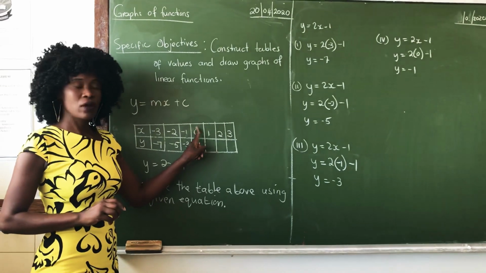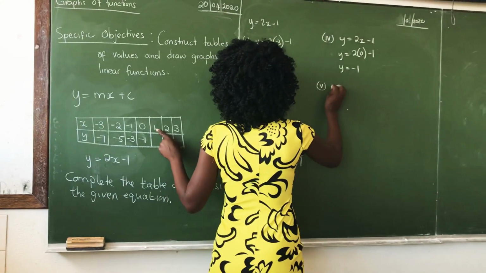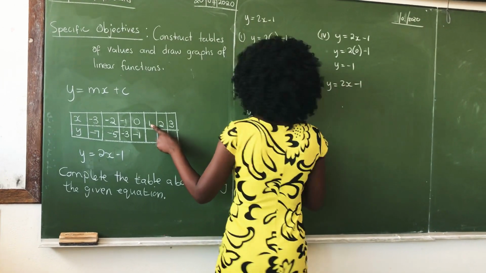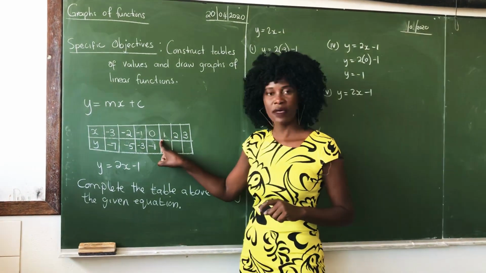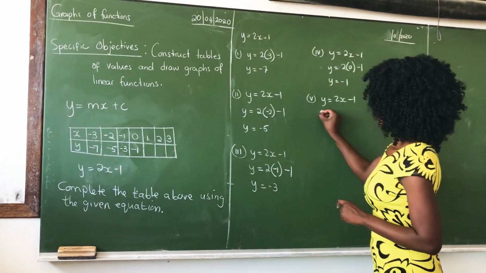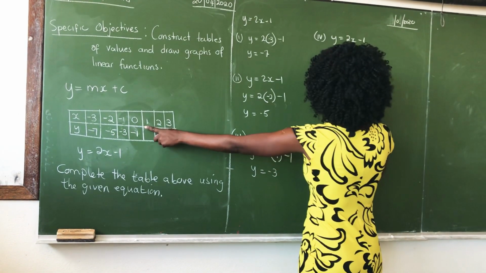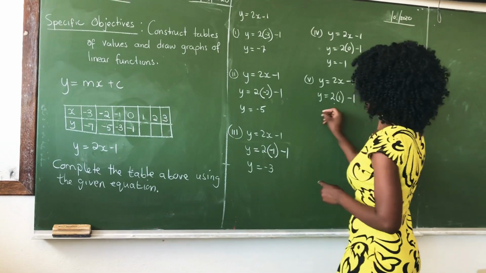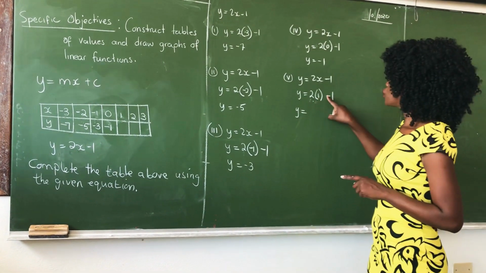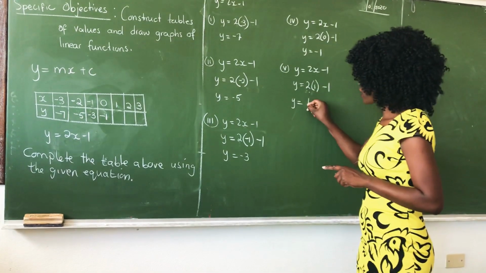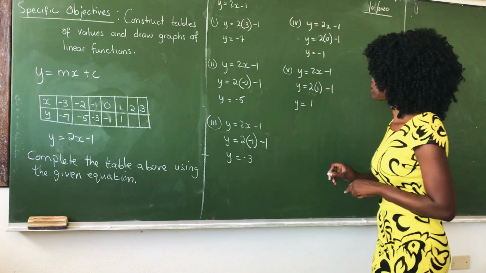x is no more 0, x is now +1. So using the same equation, y equals 2x minus 1, we substitute the value of x with +1. So y will be 2 times x. x is now 1, so it will be 2 times 1 minus 1. So 2 times 1 will give us 2, and 2 minus 1 will give us +1.